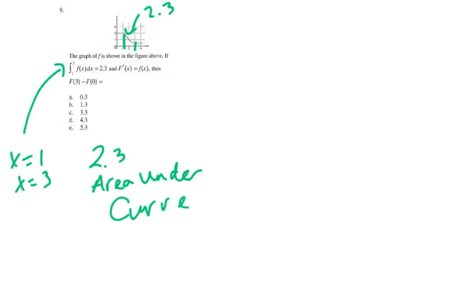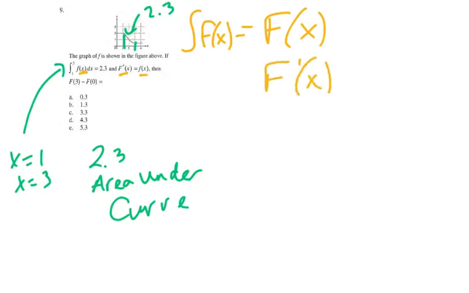Now, let's go to the next thing. They tell us that the derivative of capital F is little f of x. That makes sense because if little f is in my integral, that means capital F of x would be the antiderivative of little f of x. So going in the opposite direction, the derivative of capital F of x would equal little f of x. That's just restating the obvious from the information we were given.